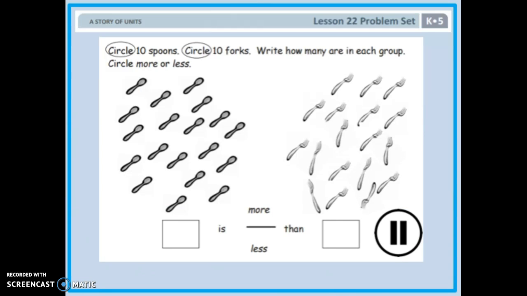The direction says circle 10 spoons. Go ahead, I'll wait. Circle 10 spoons. Good job. That was a lot to count. That's hard to count in a scattered array. I hope you used a good strategy. On this side, you guessed it, you're going to circle 10 forks. Make sure you're using a counting strategy so you get the right number. You need 10 in a circle.